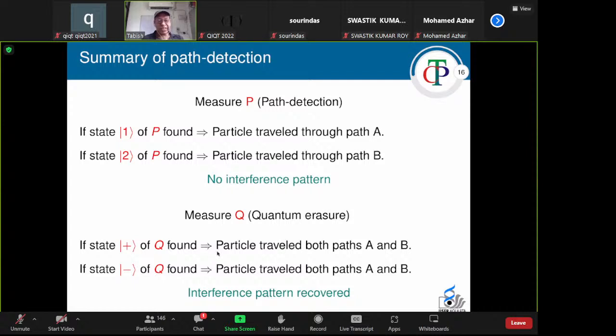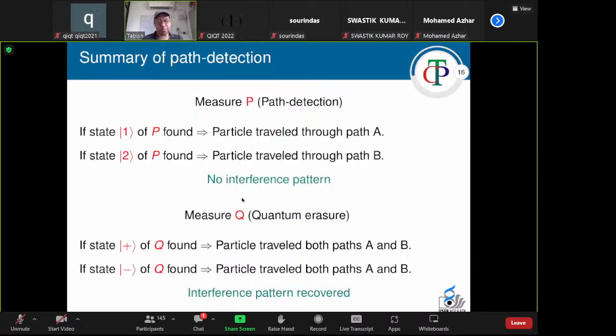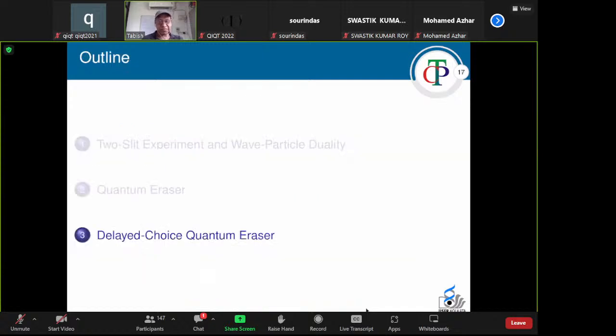So this will tell you that the particle traveled both slits A and B, because you can see that the state you will get is psi A plus B. So this indicates that the particle went in a superposition of two paths. That is how you will get interference. Same thing for state minus. The particle traveled both paths, but the phase between the two paths is slightly different, the minus sign. So the interference pattern is recovered.